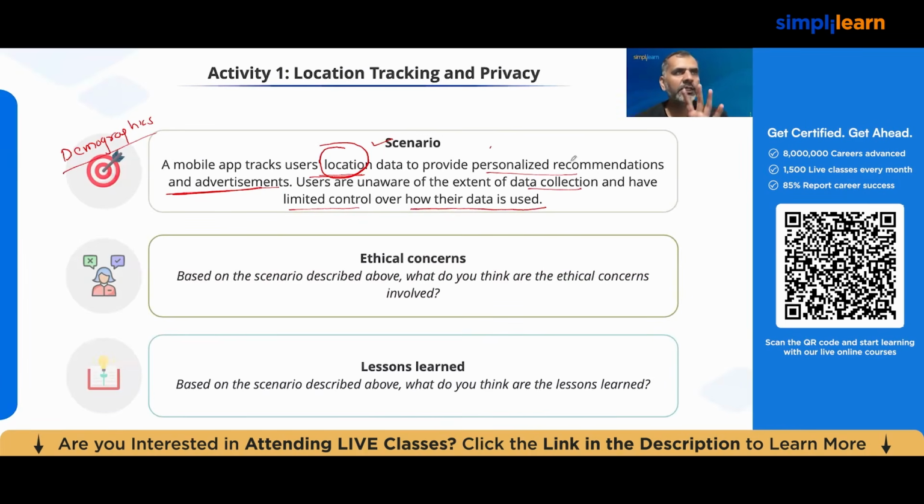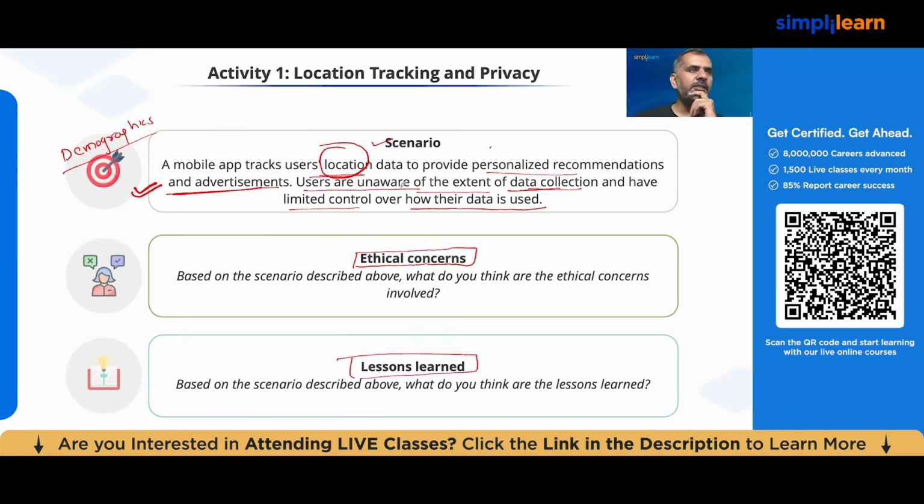So the application is not giving the user access or control to modify the data. Only limited control is given. And even the user is not very much aware of the extent to which the data will be used or how it is being collected, guys. So with this scenario, what do you think? What are the ethical concerns associated with the above scenario? And if you look at that, what are the lessons that you will learn? Very good.